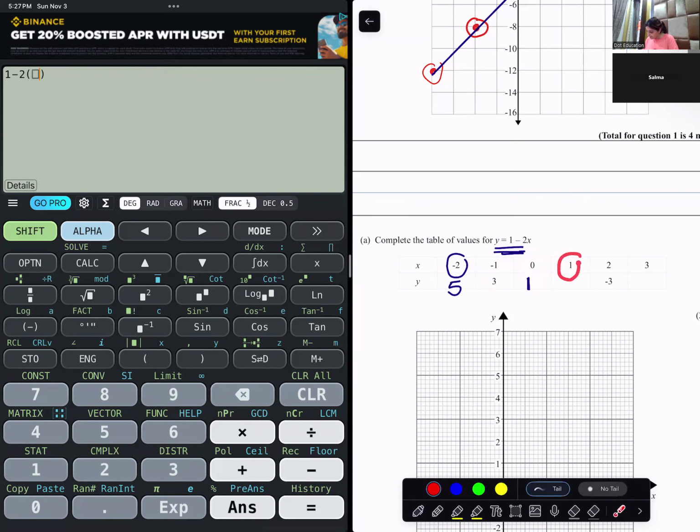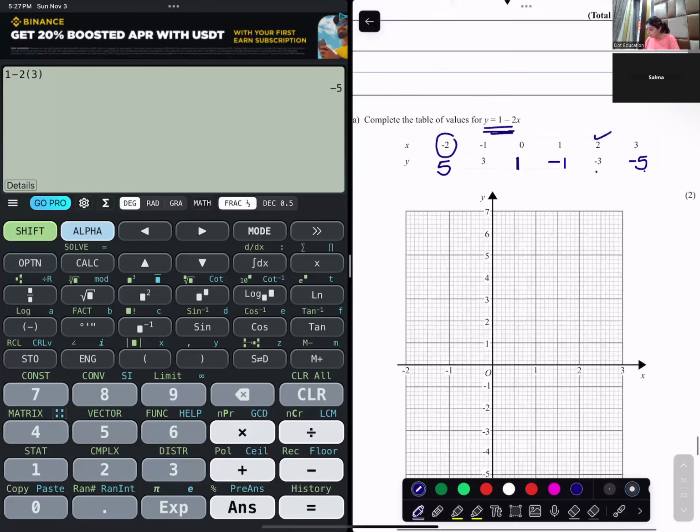Instead of x, put 1. Y will be minus 1. Instead of x, put 2. Y is minus 3. Instead of x, put 3. Y will be minus 5. Then you will plot the graph.